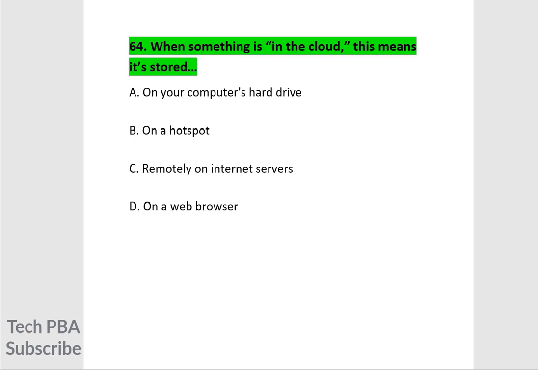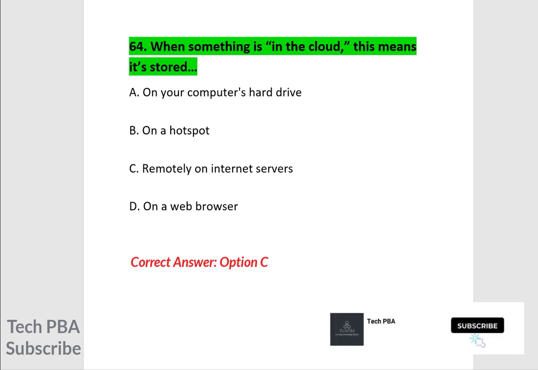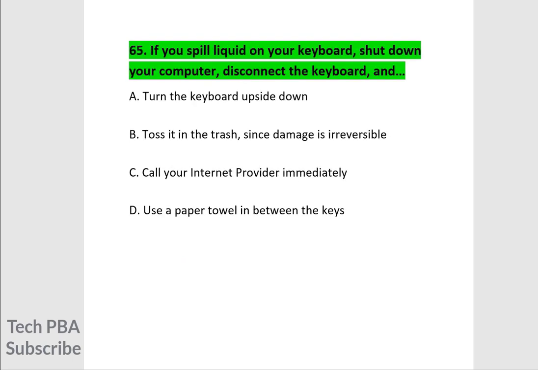Question number 64. When something is in the cloud, this means it is stored. The correct answer to this question is, it is stored remotely on internet service. So when we talk about something being in the cloud, it means that particular thing is being stored on a remote server or a remote computer on the internet. So correct answer, option C.